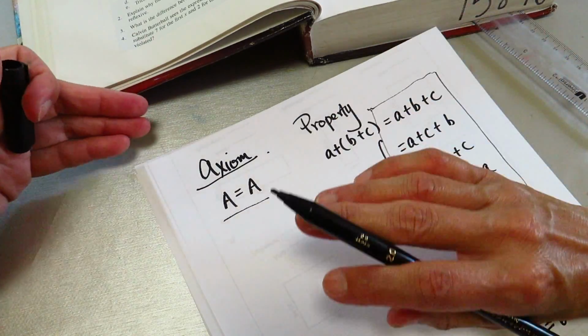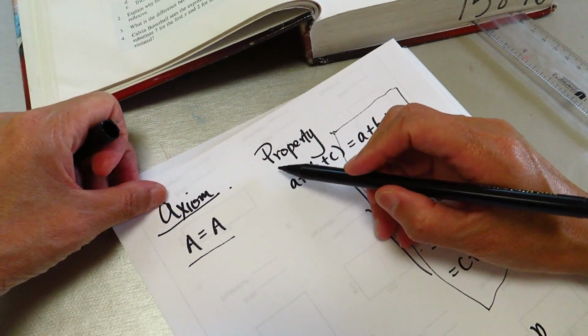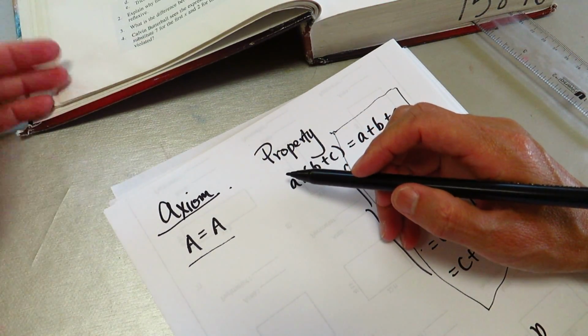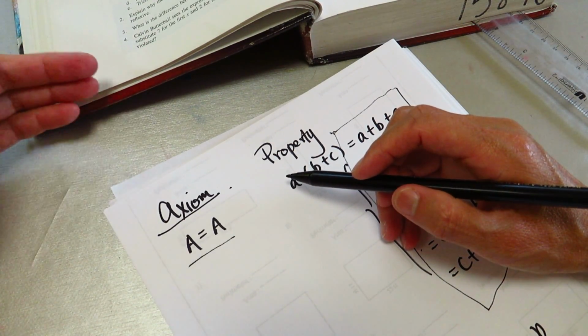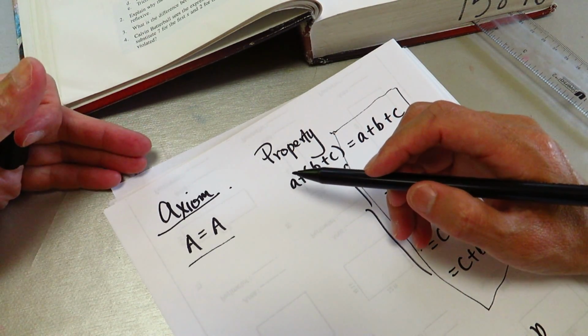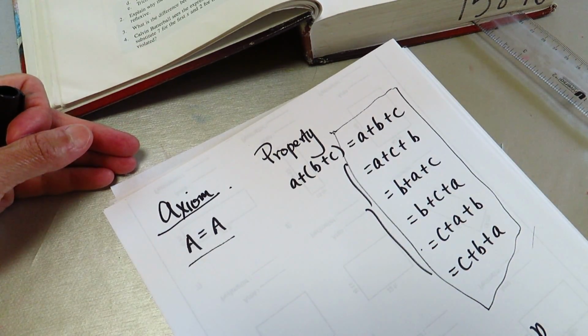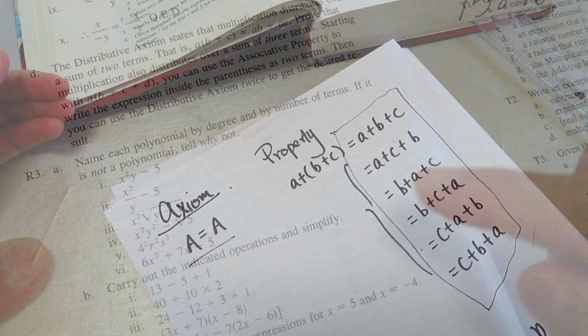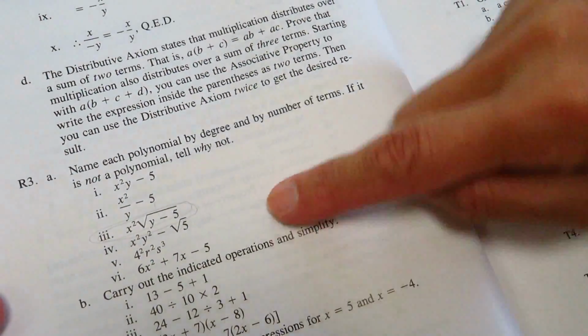An axiom, you do not need to prove. And a property is an assumption that is true and proved to be true. It's a provable truth. Do I make sense? Thank you. Okay, so let's see this one.